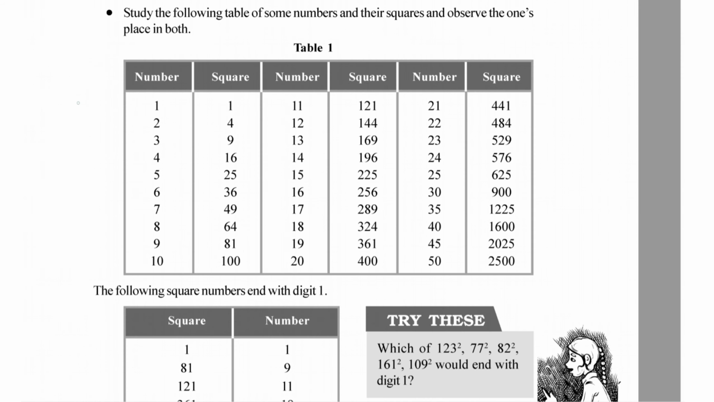Again here you have a table. From this table you have squares of numbers from 1 to 10, 11 to 20 and from 21 to 25, then 30, 35, 40, 45, 50. If you memorize all these squares, that would be very good and helpful for you. Now let's proceed further to know about the next properties.